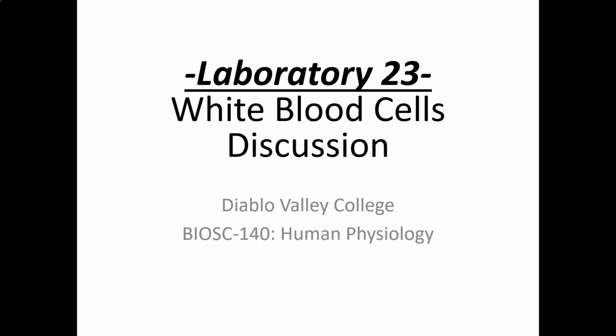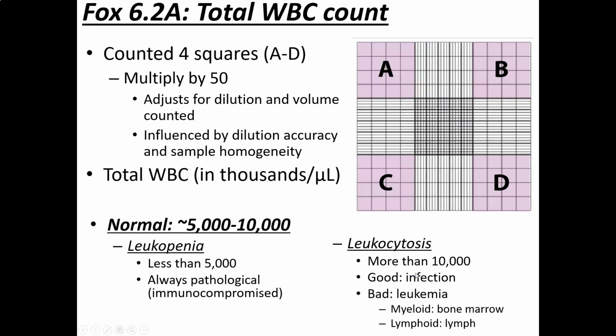Okay, this will be our Laboratory 23 discussion. So we will go ahead and look at those. So this will be 6.2a and looking at white blood cells. First thing we're going to look at is called the total white blood cell count.